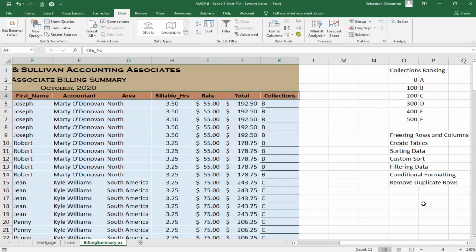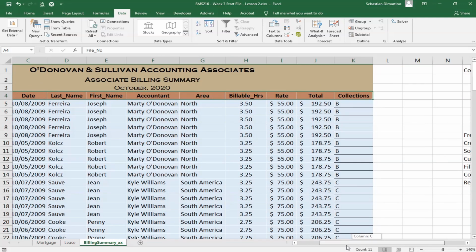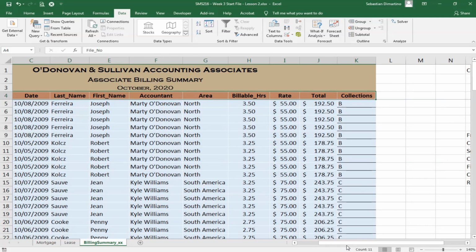One of the last things that we're going to do is a conditional format. So what is conditional formatting? Conditional formatting allows us to look at a range of numbers and quickly do a visual identification. So for example, let's take a look at the billable hours in column H.